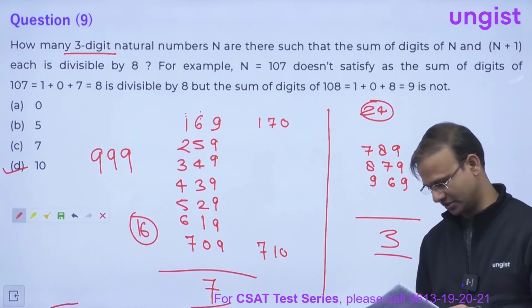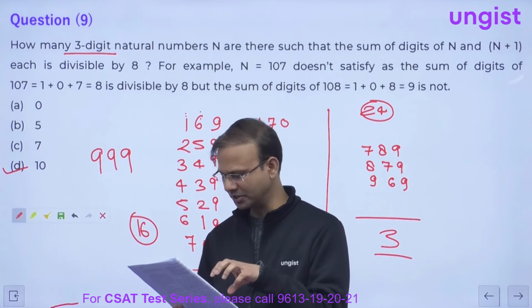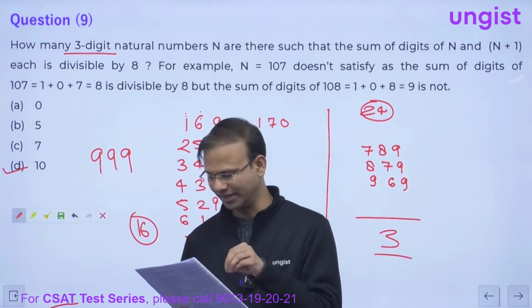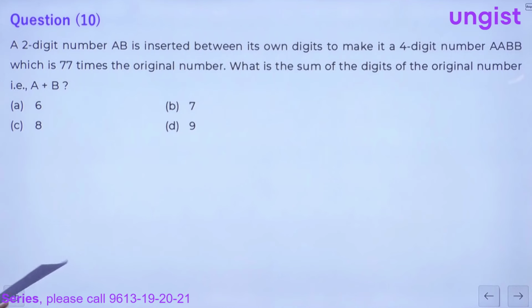The next question is, everybody: a 2-digit number AB is inserted between its own digits to make it a 4-digit number, sorry, AABB. Which is 77 times the original number. What is the sum of the digits of the original number, A plus B? Guys, it's a very good question. Very smart question and a very good question.